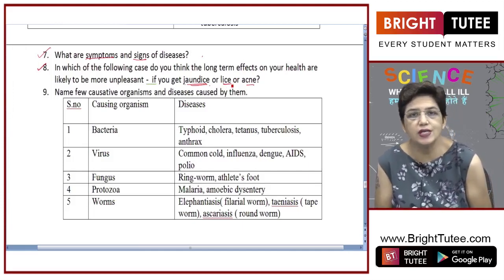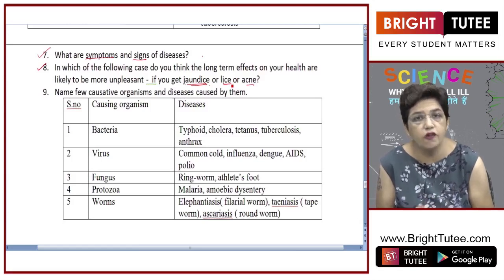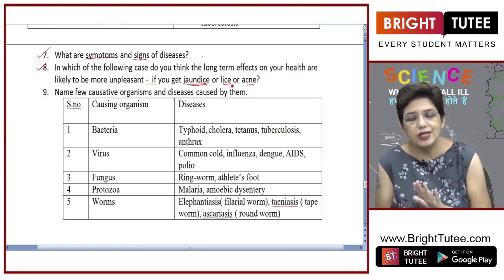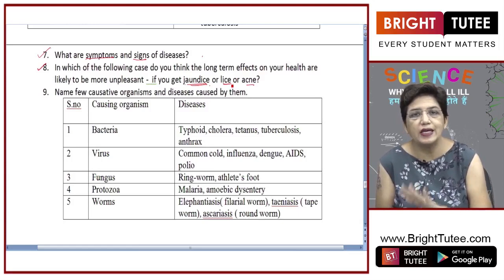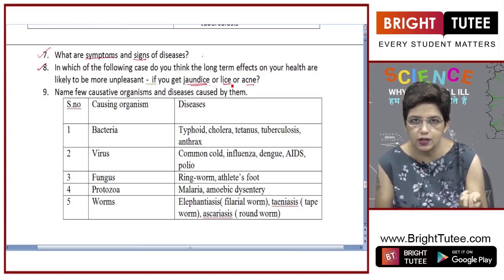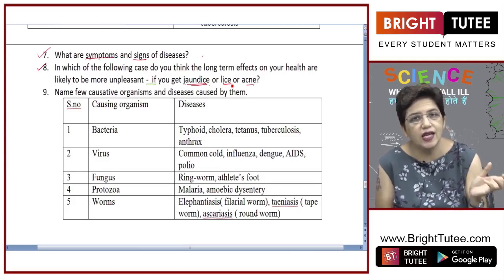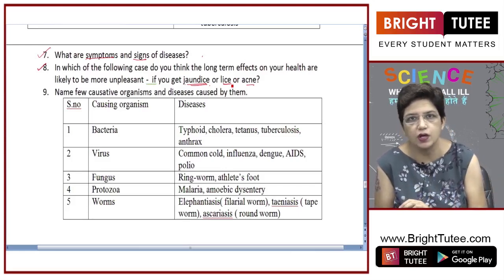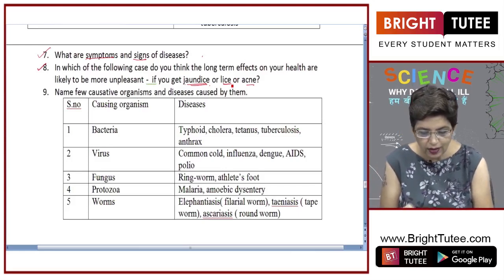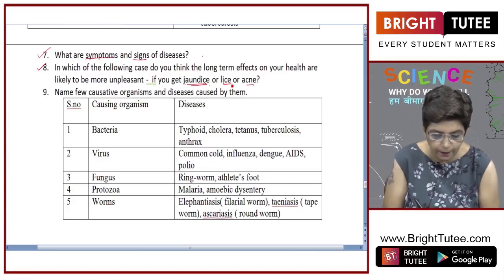But in case of jaundice, it affects the liver. It is an infectious disease. It has to be cured by killing those germs. The body has to fight those pathogens, and then it takes a long time to recover from this disease. So, in this case, the answer is jaundice.